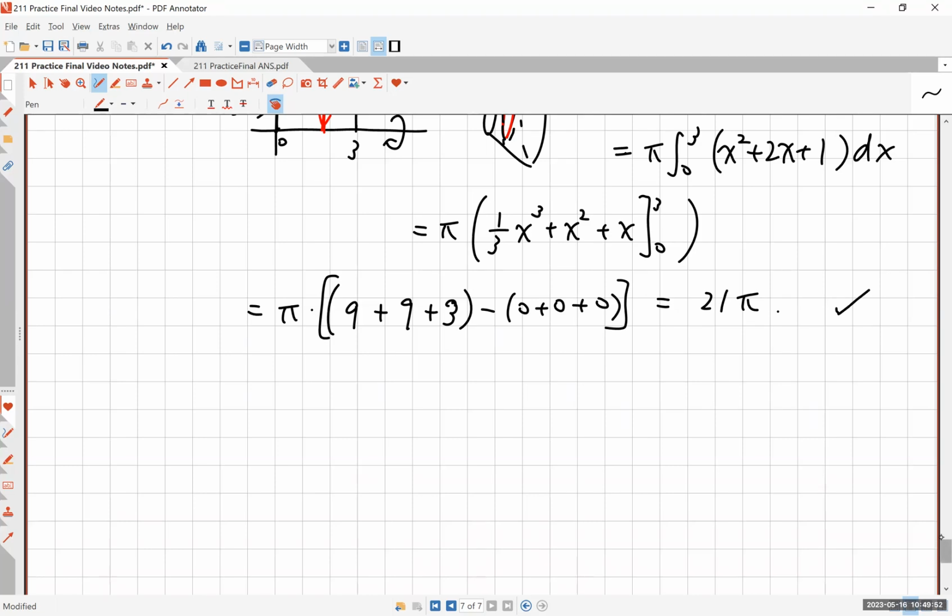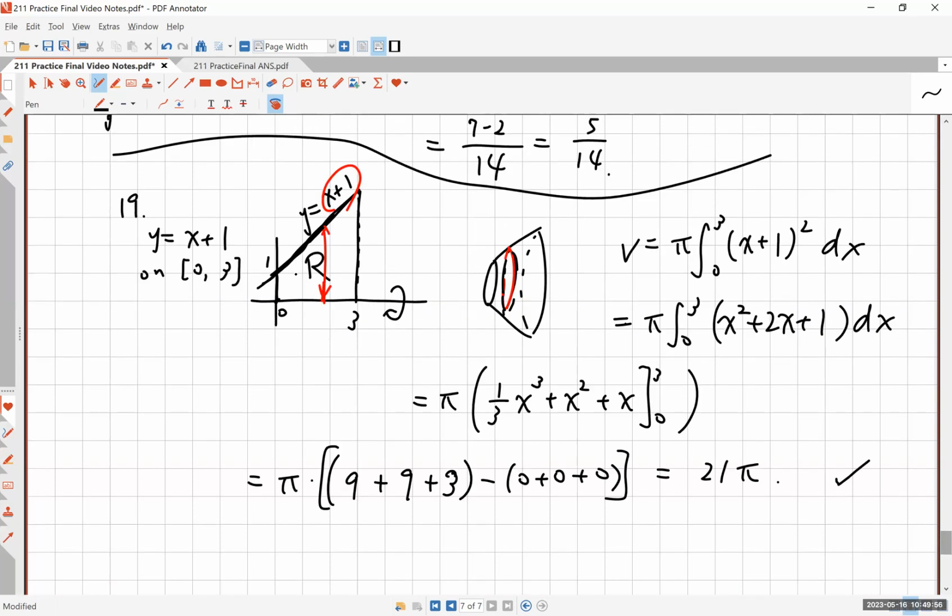Okay. Now it's possible to do this in shell method, but it's going to be complicated. Okay, because the shells from 0 to 1 on the y-axis is going to be different from 1 to 4, right? So I would not try the shell method for this problem.